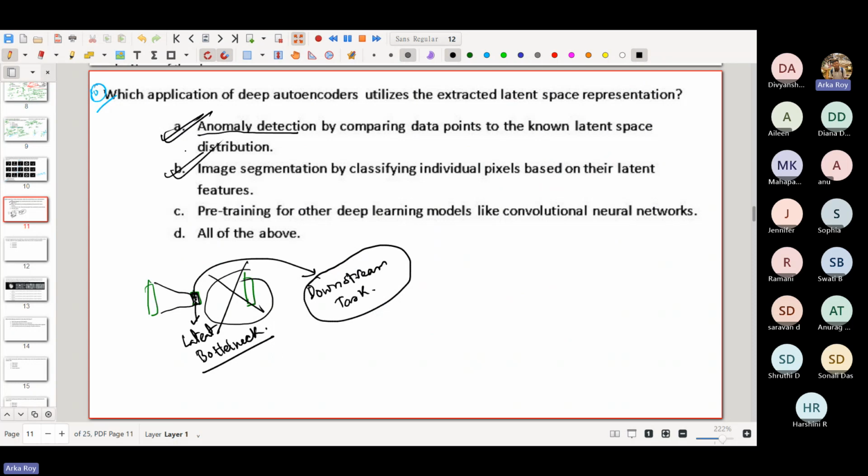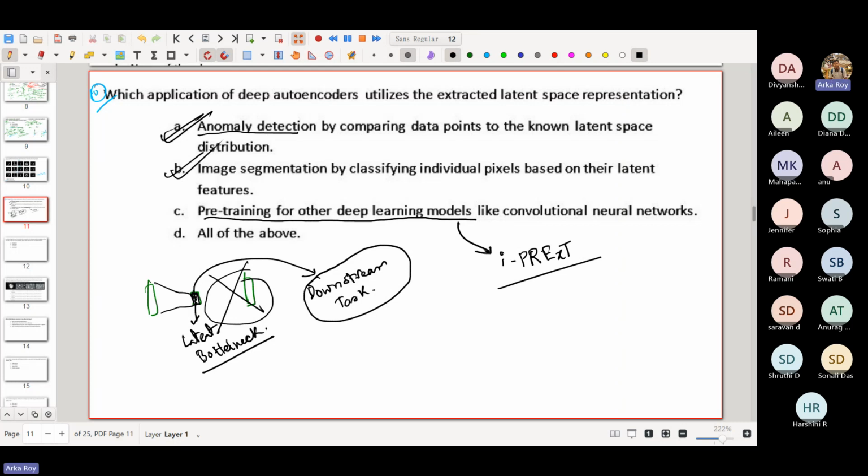this autoencoder representation. And the pre-training of the other deep learning models. So already we have seen that pre-training of the deep learning models is there in case of, let's say, transfer learning mechanism, or you can check one of my papers as well. You can go to Google Scholar and check this paper.